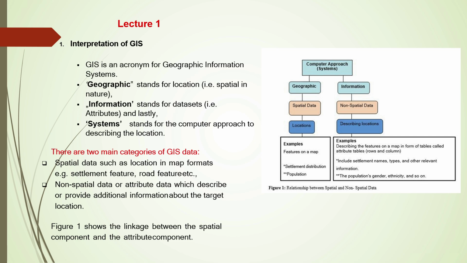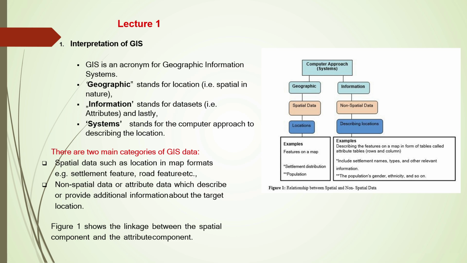There are two main categories of GIS data. We have spatial data and the non-spatial data. These are the two main types or categories of GIS data. Spatial data refers to location in map formats, which include settlements, roads, information about the oil wells, information about the forest reserves, information about the different attributes that are spatial in location.